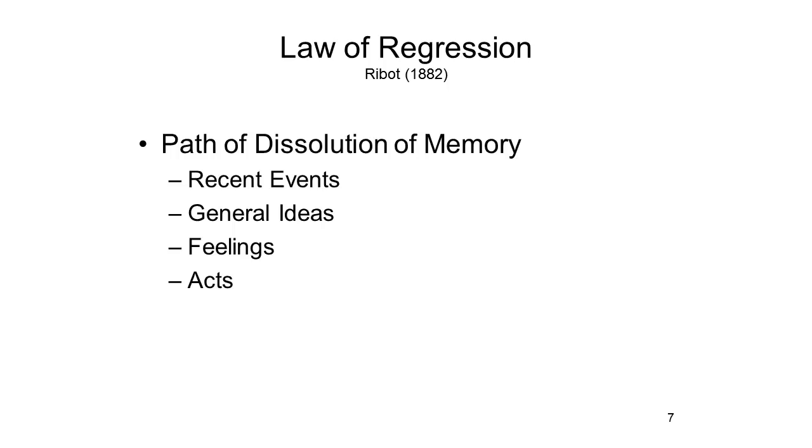But for our purposes, Ribot's important observation was that when patients suffered from amnesia, they were more likely to forget the most recent events that had happened to them, and memories for more remote events were more likely to persist. And that's exactly what we'd expect if consolidation of long-term memory is something that takes time. The more time a memory has had to consolidate, the less vulnerable it's going to be to disruption by some amnesic process.